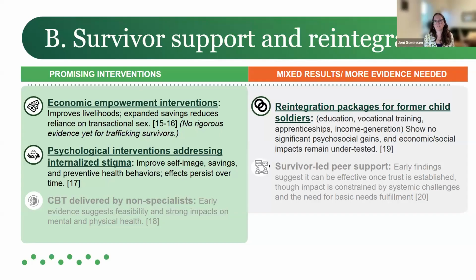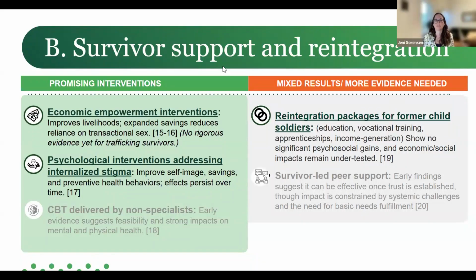And then CBT delivered by non-specialists, we put this in the promising interventions. There's not much in the way of rigorous evidence or rigorous research on this yet, but we see the need for paraprofessional social workers and other interventions provided by non-specialists because of the lack of certified psychotherapists and social workers and other professionalized services like that in low and middle income country contexts. So we see that this could be a potentially really effective intervention, but we need more studies on that. And then where we've seen mixed results or null results are reintegration packages for former child soldiers. Unfortunately, those haven't had the impacts that people had hoped they would.